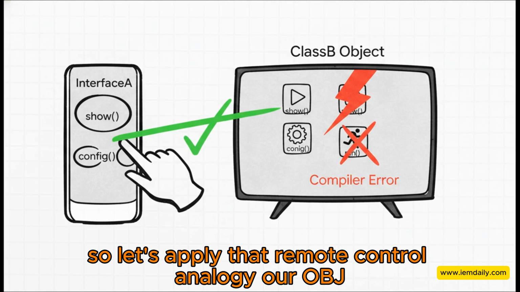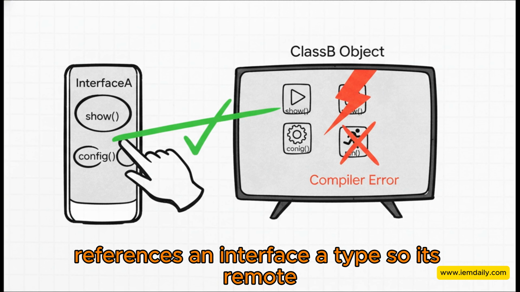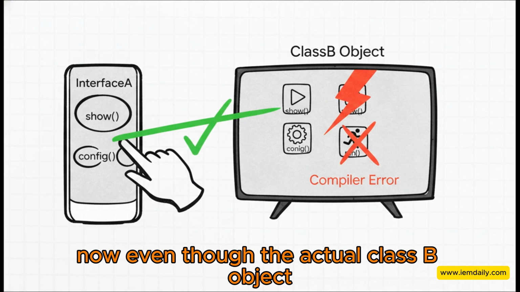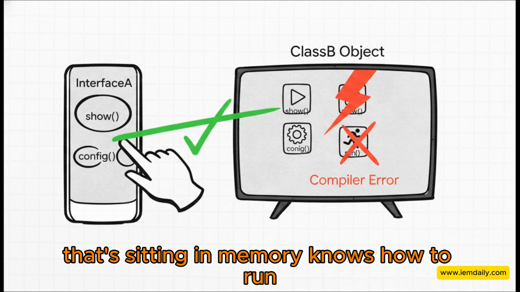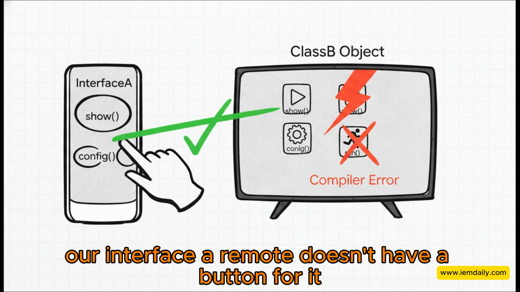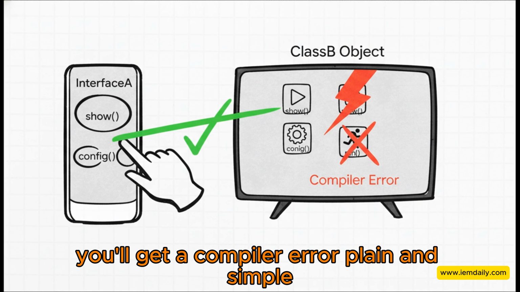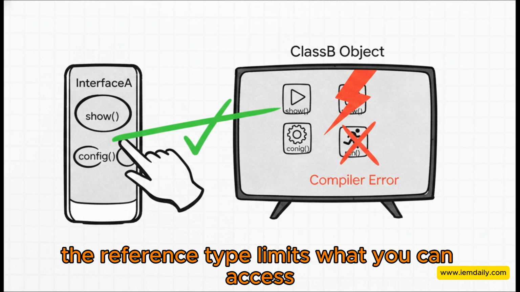So let's apply that remote control analogy. Our obj references an interface A type, so its remote only has buttons for show and config. Now, even though the actual class B object that's sitting in memory knows how to run, our interface A remote doesn't have a button for it. If you try to call obj.run, you'll get a compiler error, plain and simple. The reference type limits what you can access.